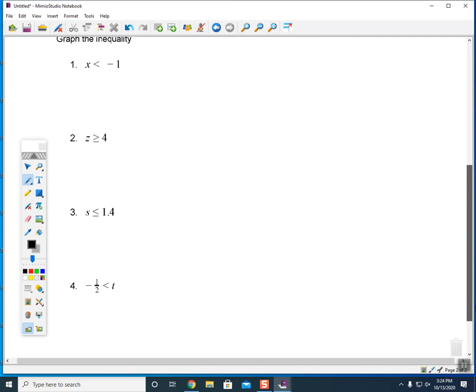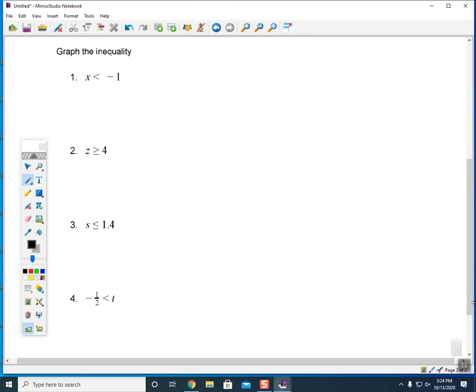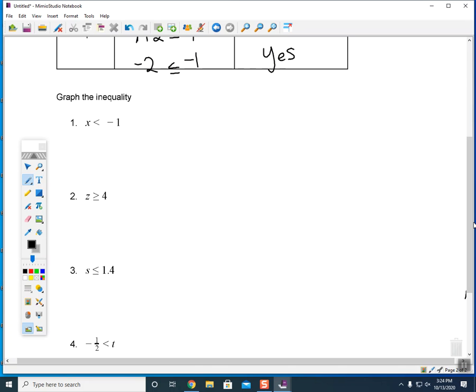All right, we just have a few ones to graph and then we will be done with this for now. So I need to graph the inequality x is less than negative 1. When I do my graphs, I just write a few numbers so that I know where I'm going and what I'm talking about. I don't need to write a whole bunch of them.